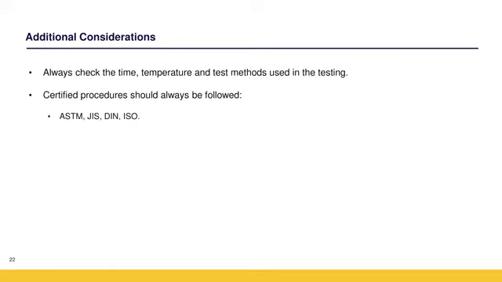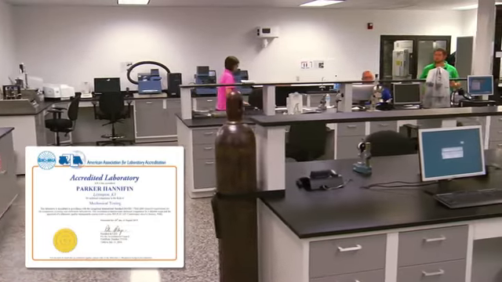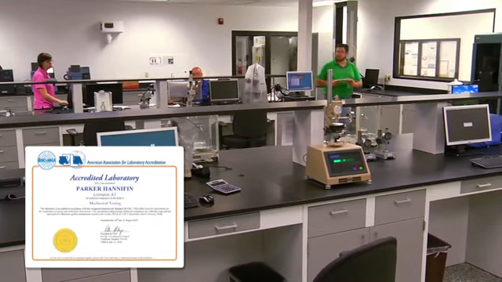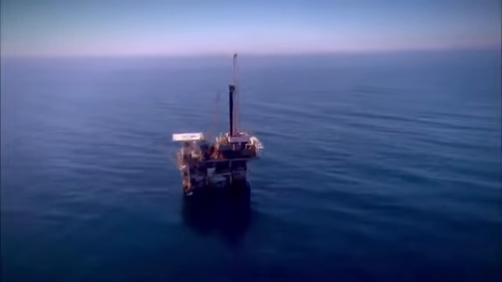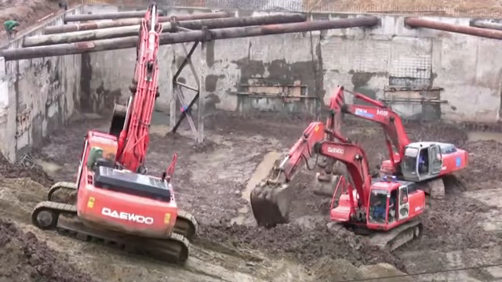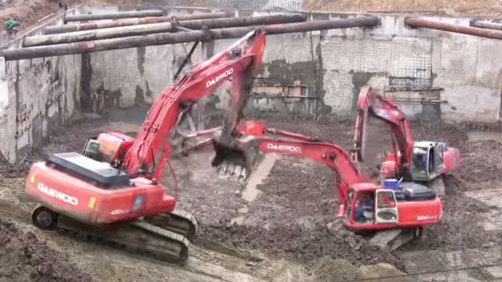When reviewing lab results, always check the time, temperature, and test methods utilized in the testing. ASTM, JIS, DIN, or ISO procedures should also be followed to allow for repeatability and consistency across all tests. In addition, the facility should be an ISO 17025 certified laboratory. Lastly, it is important to not solely rely on laboratory test results. Actual performance testing should be completed in real-world performance conditions before full-scale implementation of an O-ring.